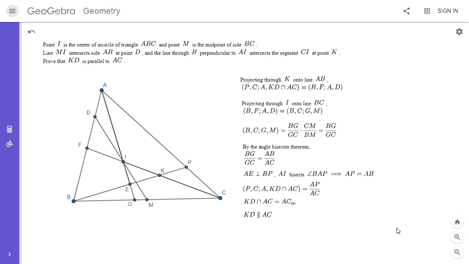It gives a nice clean solution and simplifies a lot of the calculations that you may otherwise need if you try to solve it without projective geometry.